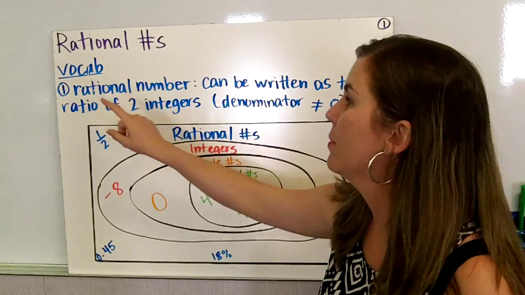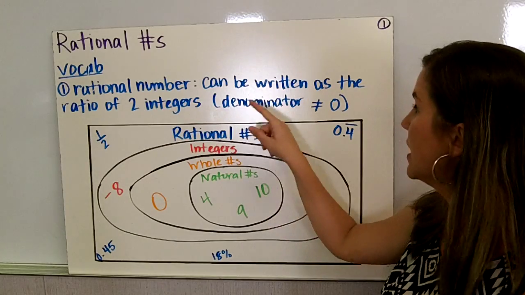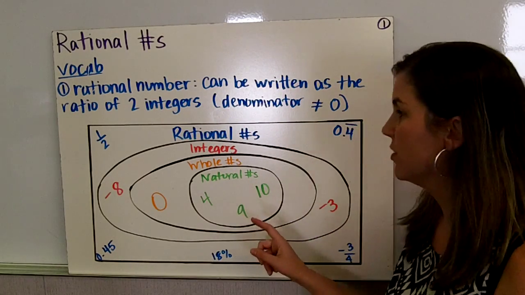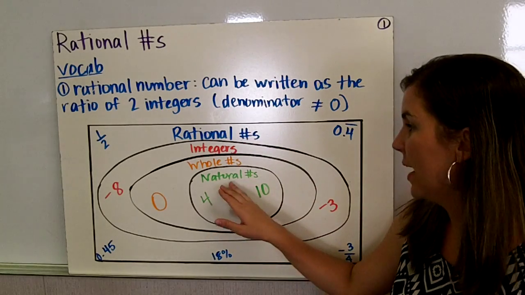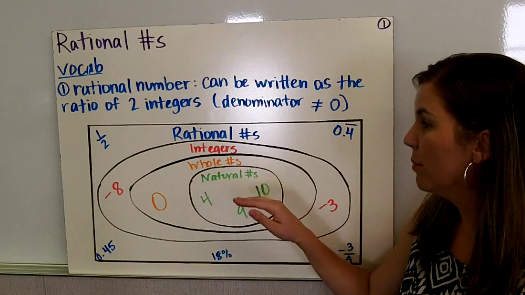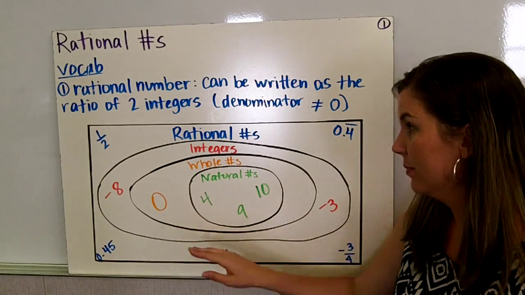Rational numbers. Vocabulary. A rational number can be written as the ratio of two integers. The denominator cannot be equal to 0. Within rational numbers, we have several subsets. We have natural numbers. These are basic counting numbers. Whole numbers include the natural numbers and they include 0.